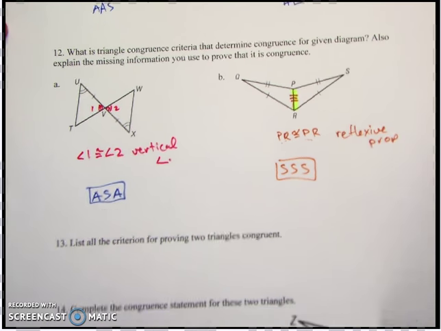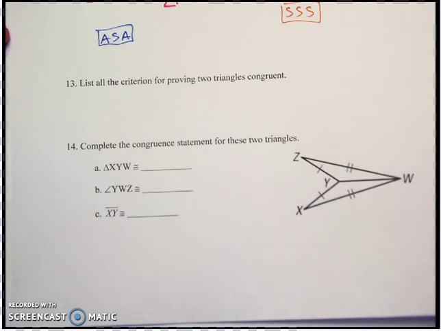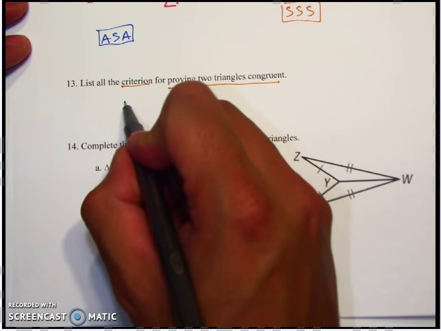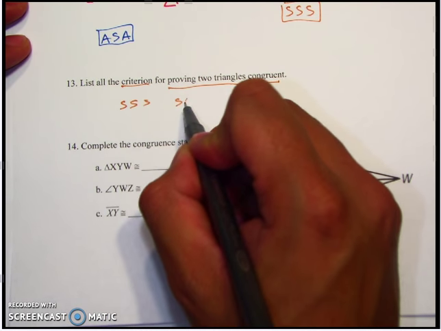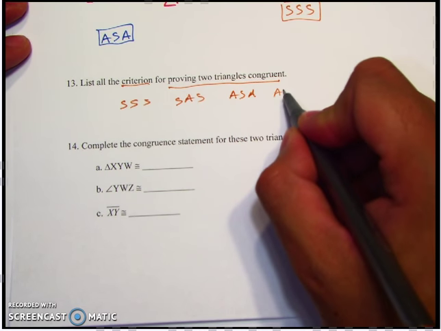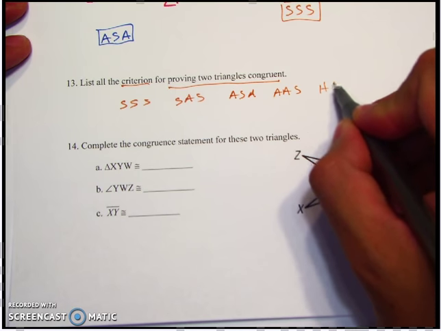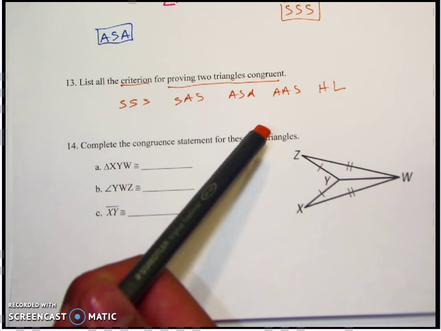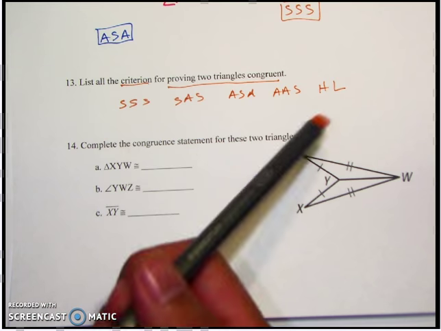13, you already answered that. They ask you to list all the criteria for proving two triangles congruent. So we know this: side, side, side; side, angle, side; angle, side, angle; angle, angle, side; and special case HL, hypotenuse leg. Okay? On the exam, I'm more likely to ask you which one is not a way to prove it. So it's going to be something that doesn't match this.